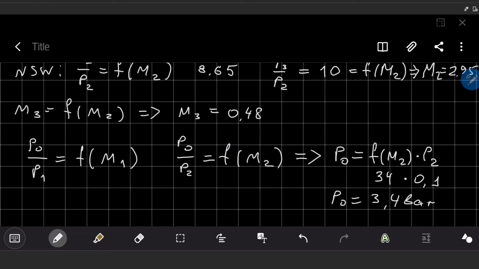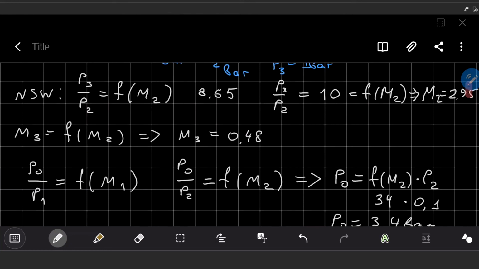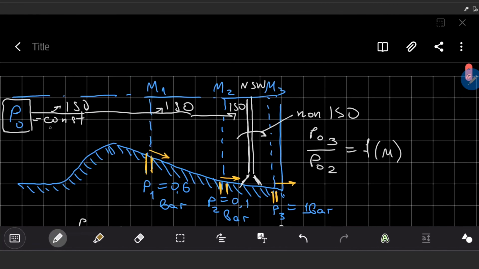Okay, 3.4 bar. This stagnation pressure, again, I repeat, is the same for region 1, for region 2, and for region 3. It's the same as isentropic flow, because we do not have inside this flow any heat transfer, we neglect the boundary layer, and we do not have a shock wave. So the flow is isentropic.